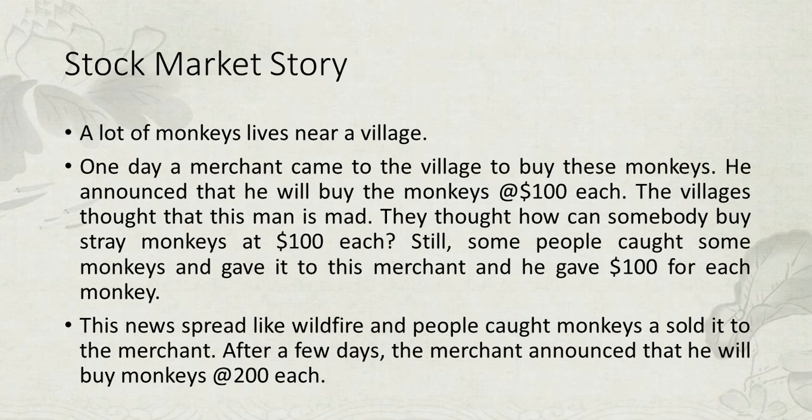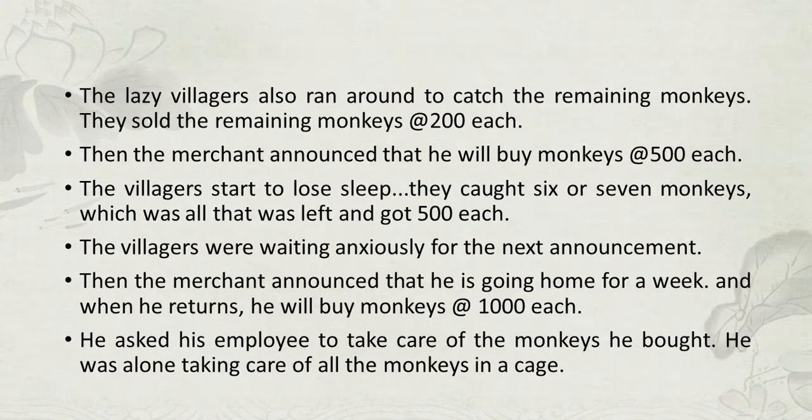After a few days, the merchant announced that he will buy monkeys at 200 each. Okay, so can you understand the story? Yes. Then the next day, the lazy villagers also ran around to catch the remaining monkeys. They sold the remaining monkeys at 200 each. What does that mean? The day before, they sold monkeys at 100. The next day, they sold the remaining monkeys at 200 each.